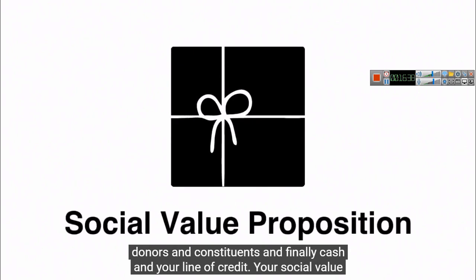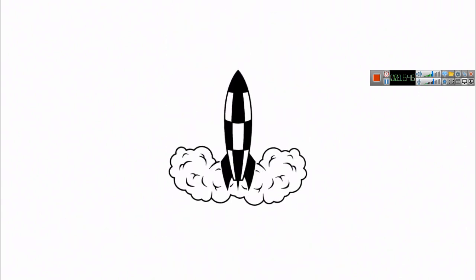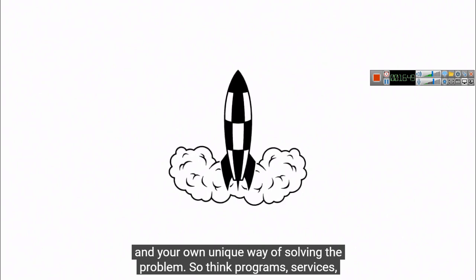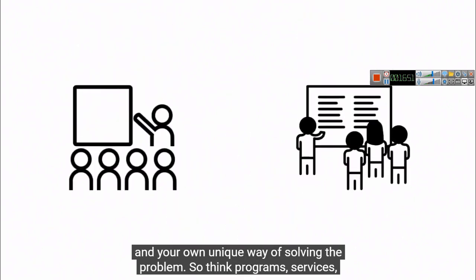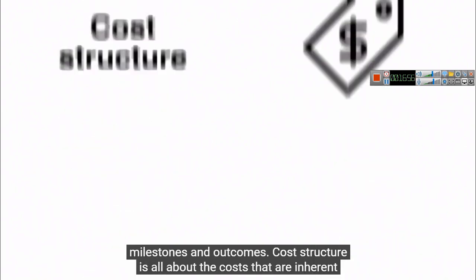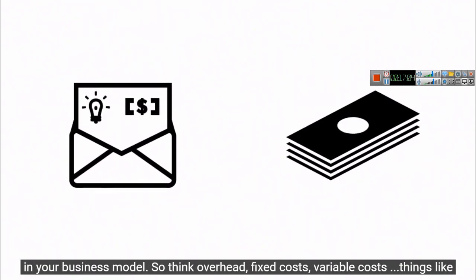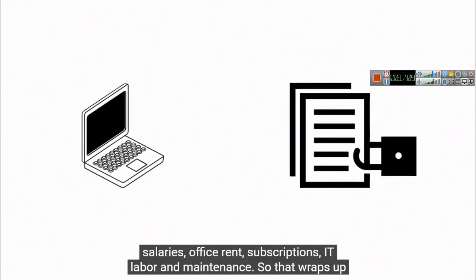Your social value proposition is your unique solution to the challenge at hand. What is your mission and your unique way of solving the problem? So think programs, services, milestones, and outcomes. Cost structure is all about the costs that are inherent in your business model. So think overhead, fixed costs, variable costs, things like salaries, office rent, subscriptions, IT labor, and maintenance.